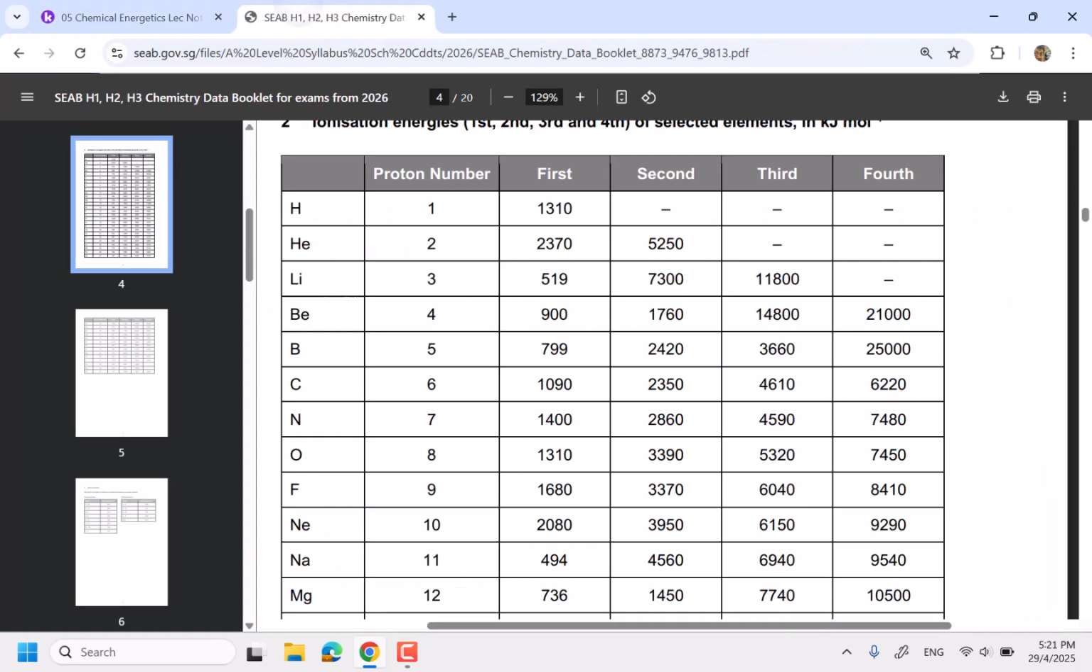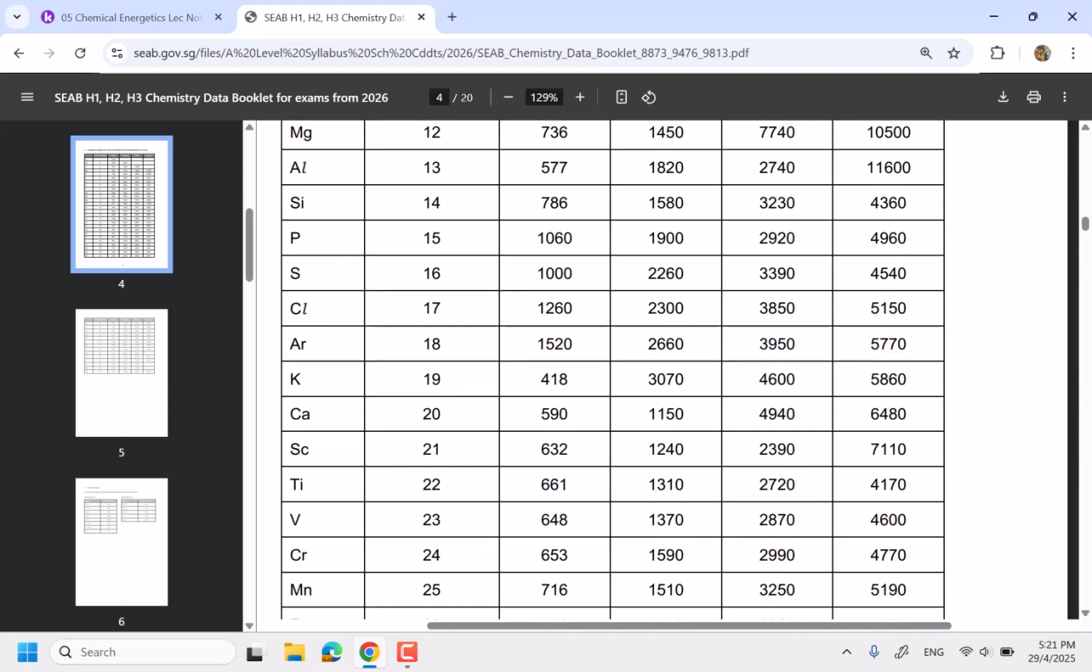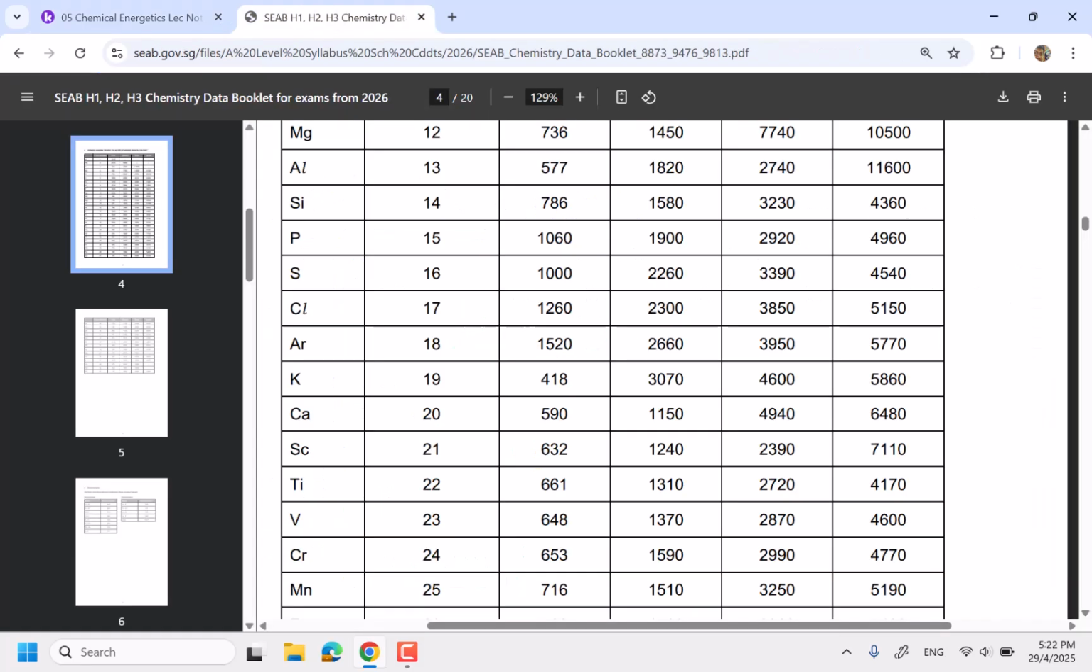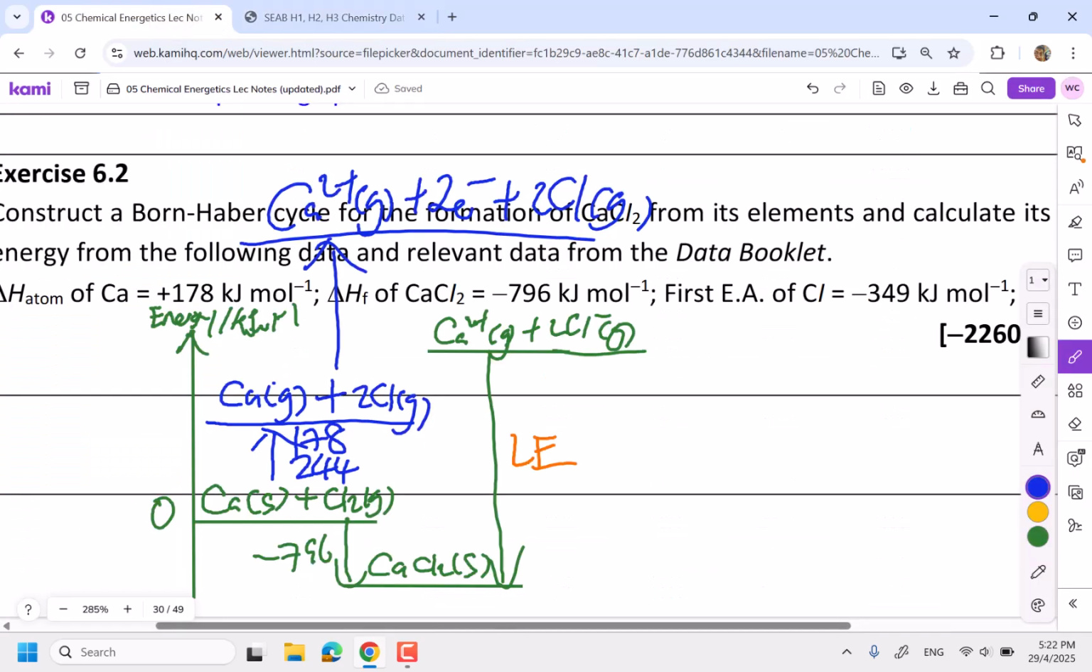Then after that I will need to perform my IEs. So I will need the first and second IE of calcium. That's 590 and 1150. So I'll just arrow upwards. Sorry that it overlaps a bit. So that is Ca2+ gaseous plus 2 electrons plus 2Cl gaseous. So I'll put here 590 and 1150.